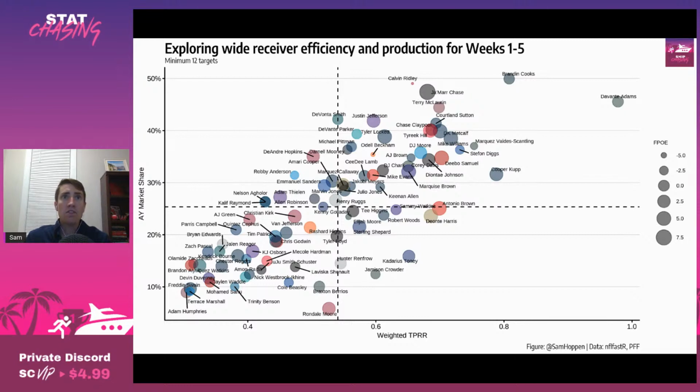So on the season, here's how things are shaping out. So first you look at Marquez Callaway.